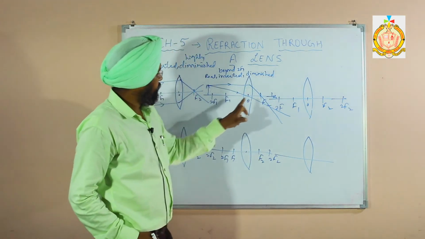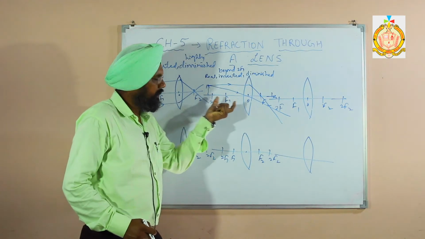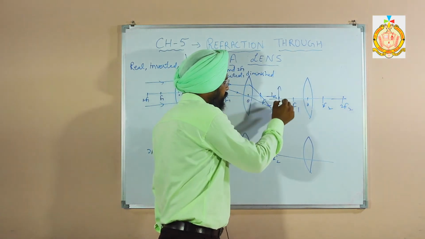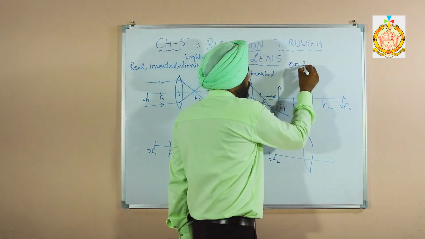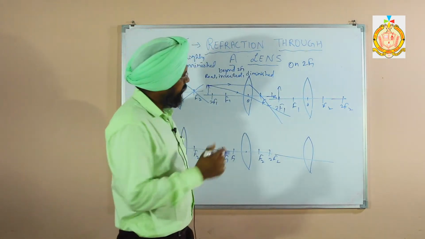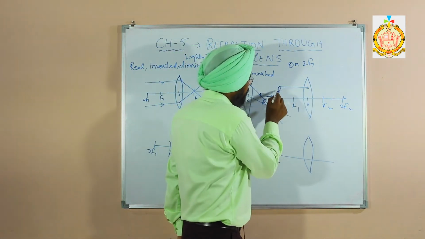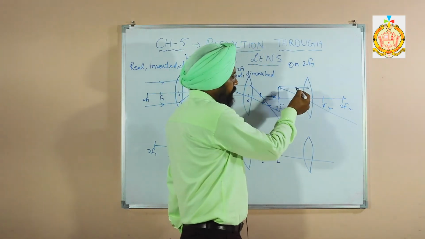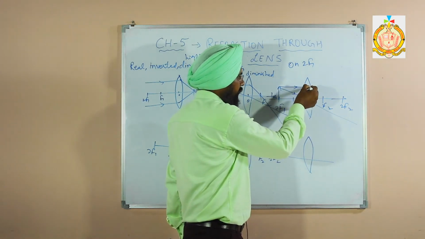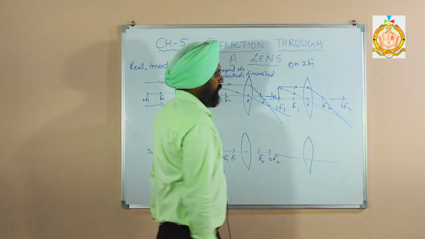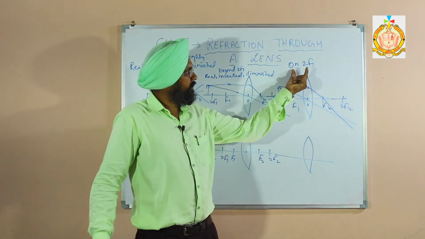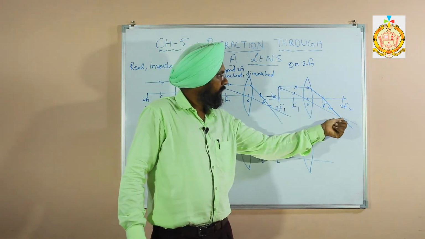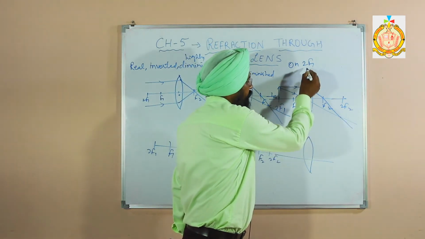Okay, the third one is, now the image will come a little closer to the optical center, on the 2f2, when the object is on 2f1. Now one ray is parallel, the second one passes through the optical center. The one which is parallel goes through f2. Now when the object is at 2f1, it gives a real image, formed at 2f2.